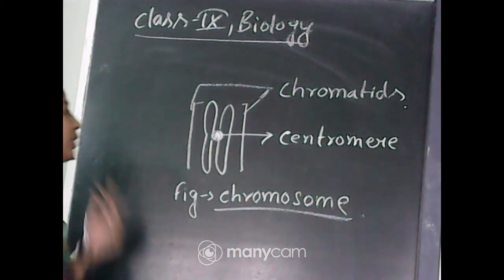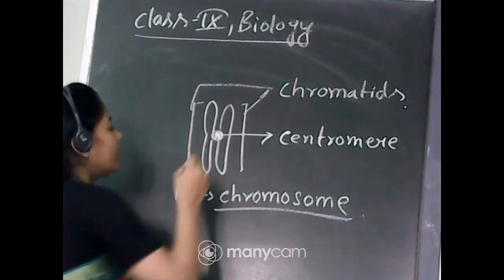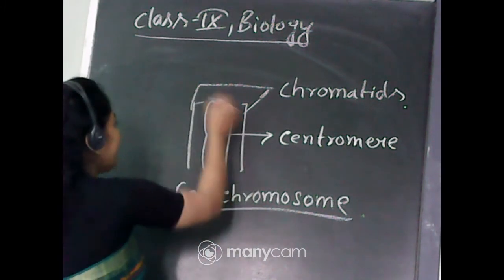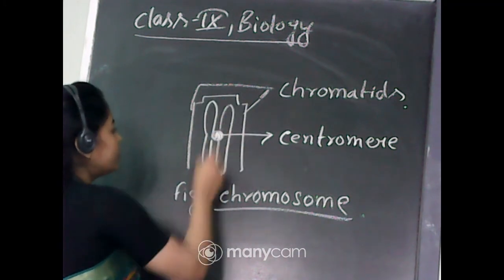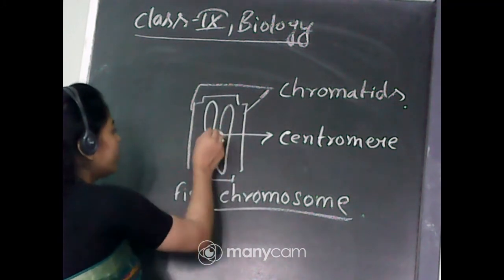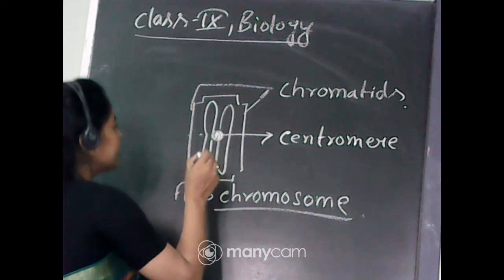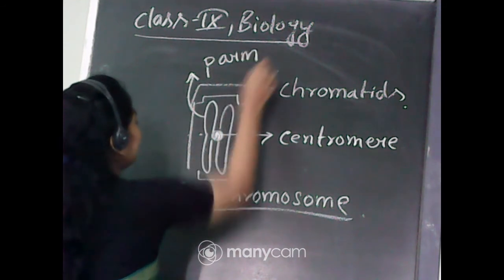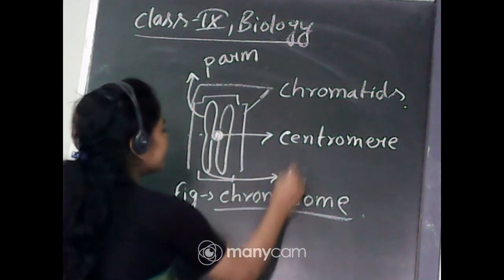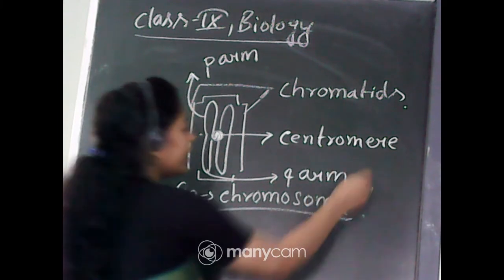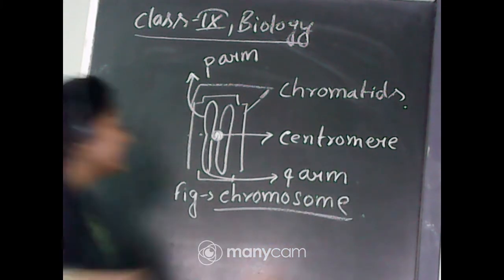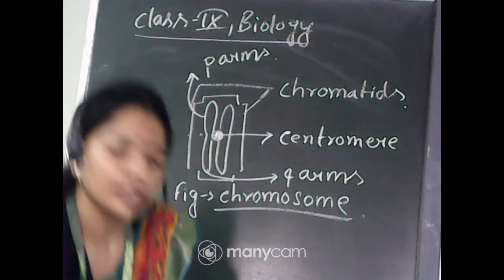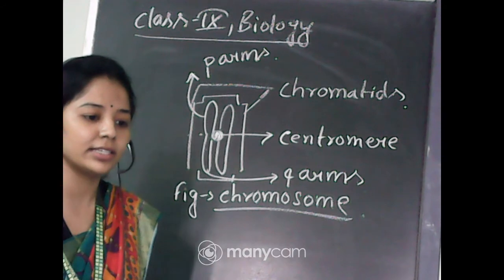Now, there are two arms. On the basis of the position of the centromere, the upper portion of the centromere has two arms, and the lower portion of the centromere also has two arms. We can divide them on this basis. The upper arms are known as P arms, and the lower arms are known as Q arms. Everyone get this?